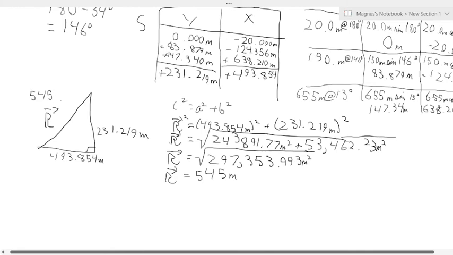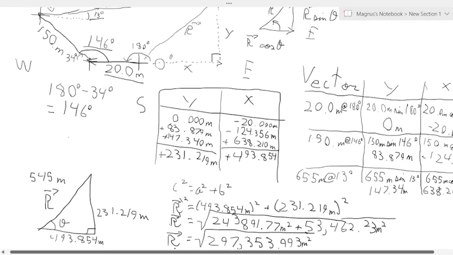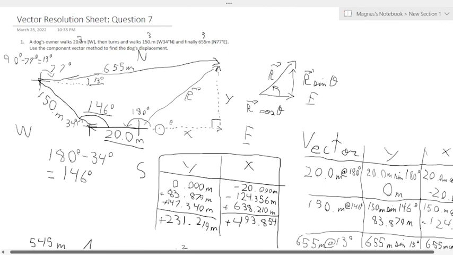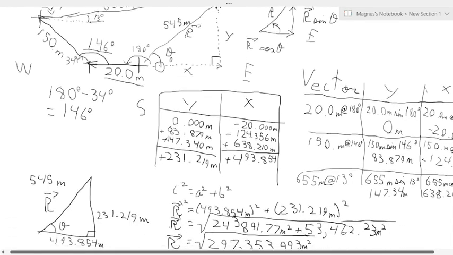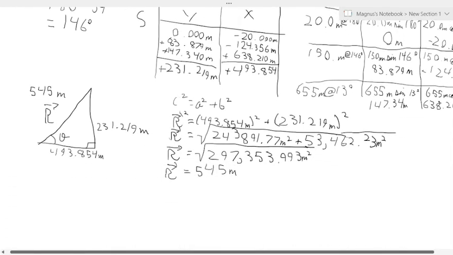So now that we know the length of the resultant, which is 545 meters, we now want to know the angle theta that our dog has gone at, because it's a vector, so we need to include an angle. So let's calculate the angle. And to do this, we're going to use probably the most powerful of the 3 right angle triangle trig ratios. That is going to be the tan ratio.